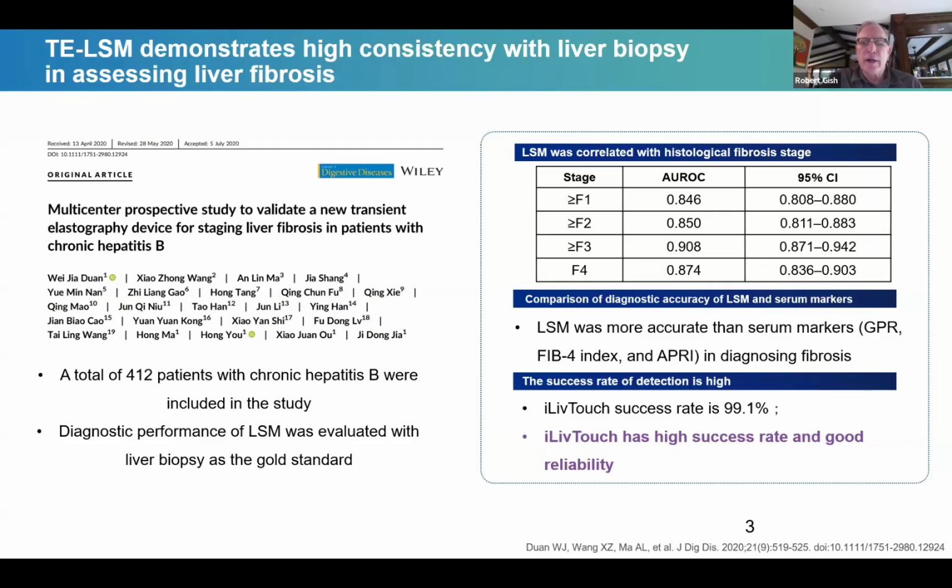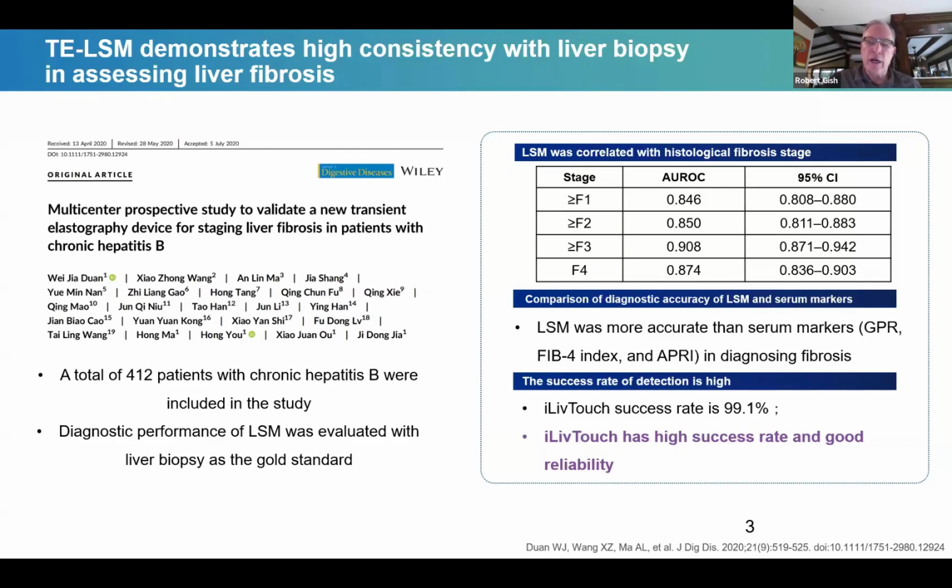I always make this statement that I never use just one test. I don't depend completely on liver stiffness measurement. And as you can find in many algorithms, including the AGA and AASLD algorithms for managing fatty liver, for example, is using liver stiffness in combination with the Fib4.